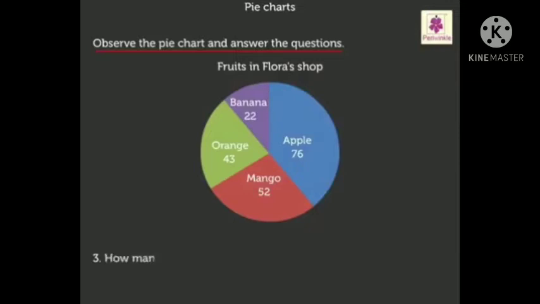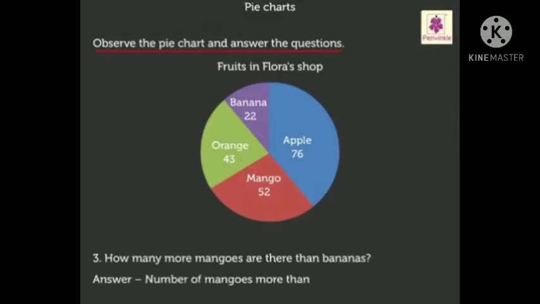3. How many more mangoes are there than bananas? Here, we need to subtract the number of bananas from the number of mangoes. That is 52 minus 22, which is equal to 30. Thus, we say there are 30 mangoes more than the bananas.